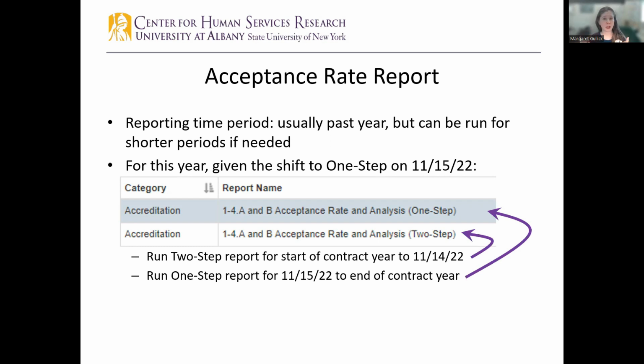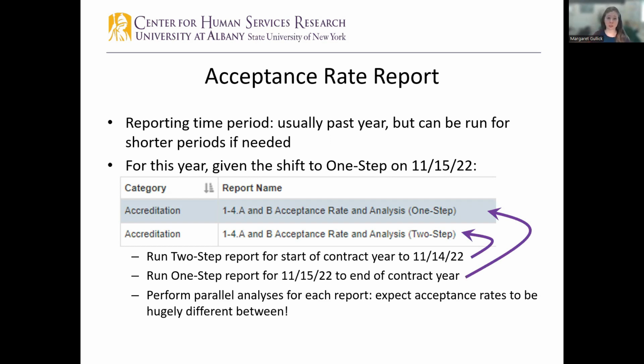And you'll perform parallel analyses for each report. Now, you should expect that your acceptance rates will be hugely different between these two reports. That's okay, and we're going to talk about why in just a moment. But these are the time periods for this particular reporting year that you need to keep in mind. It's the before versus after one step. Yes, this is annoying for this year. This hopefully will be the only year where you have this split, and then we'll just move forward into one-step land in the future, and you won't have to go back to the two-step report and perform these separate analyses.